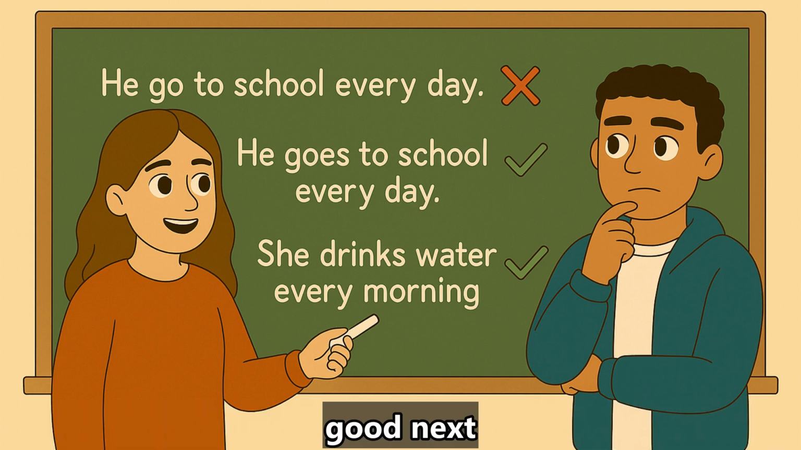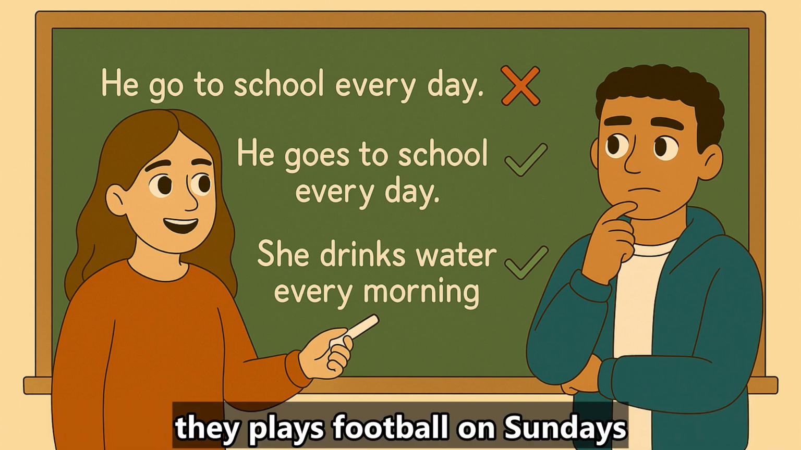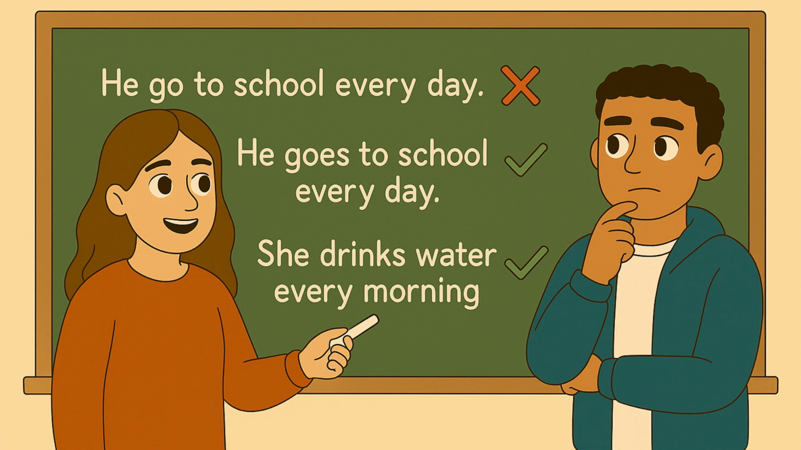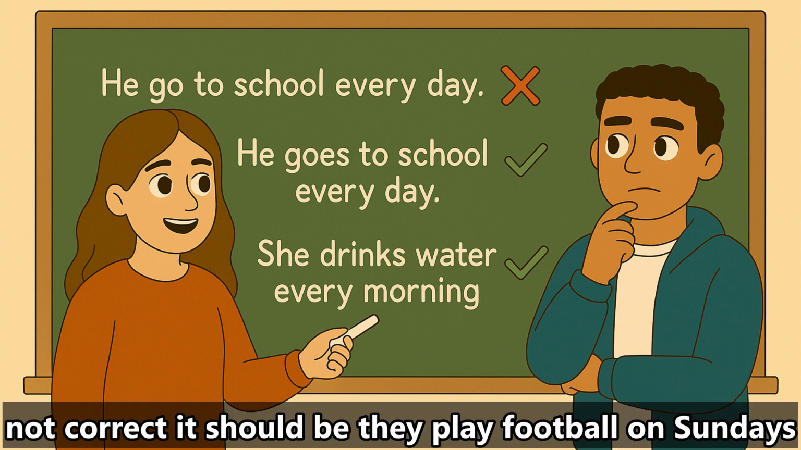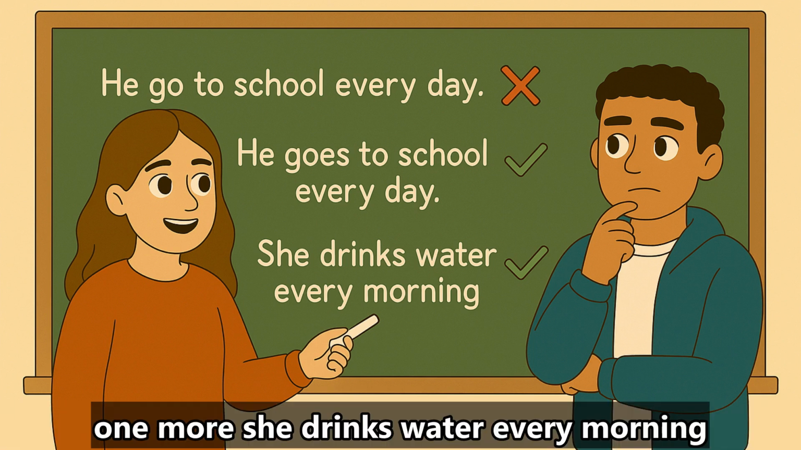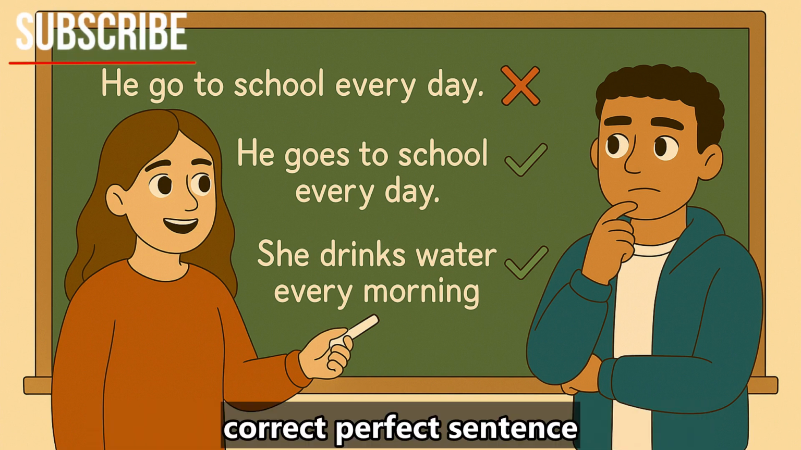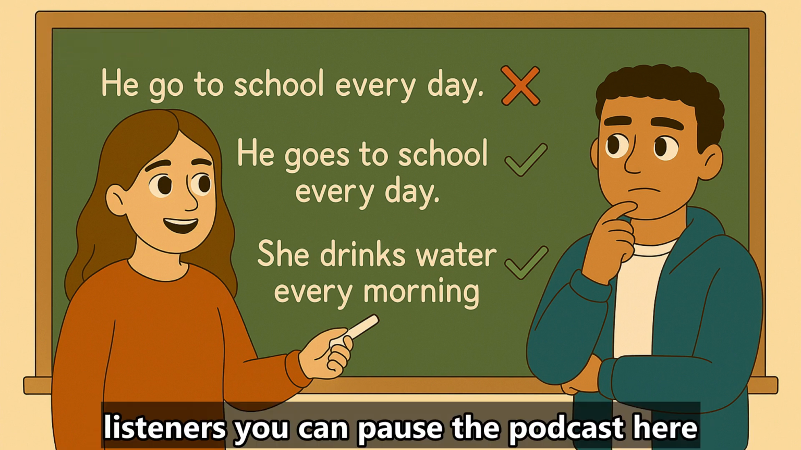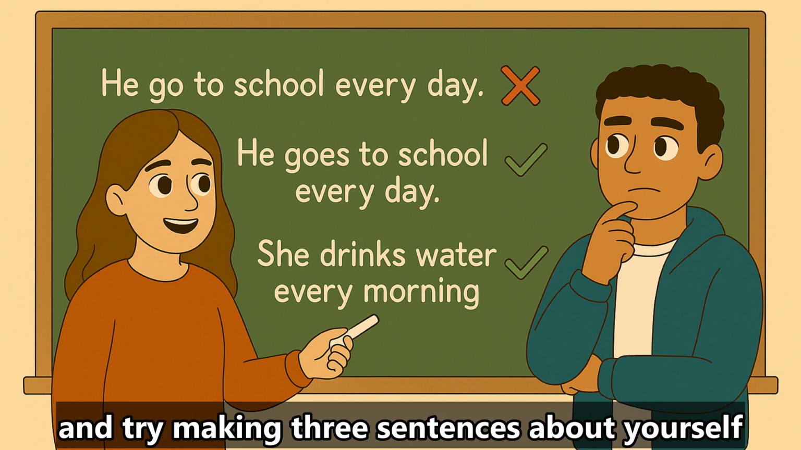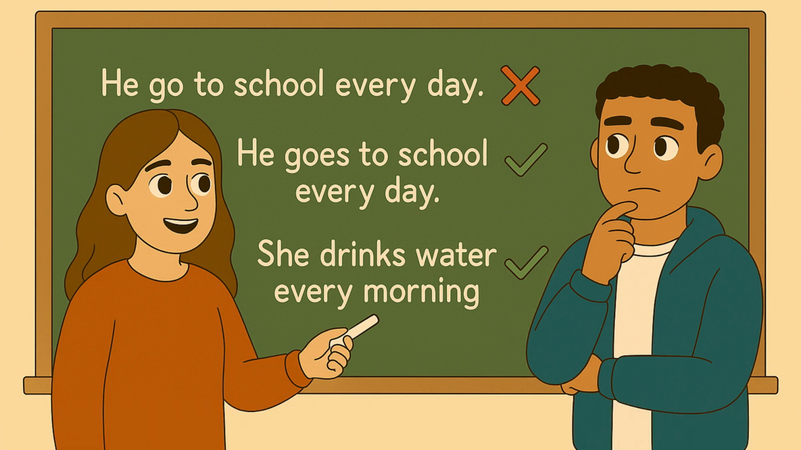Good. Next, they plays football on Sundays. Not correct. It should be they play football on Sundays. One more. She drinks water every morning. Correct. Perfect sentence. Listeners, you can pause the podcast here and try making 3 sentences about yourself.